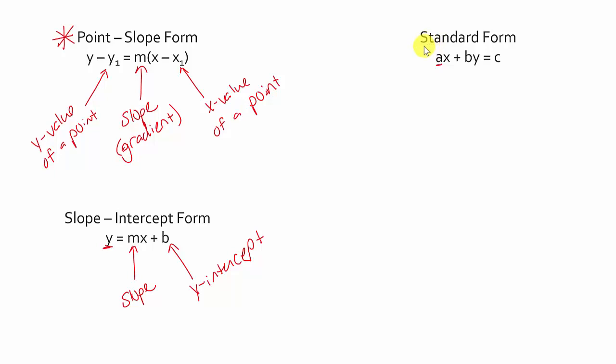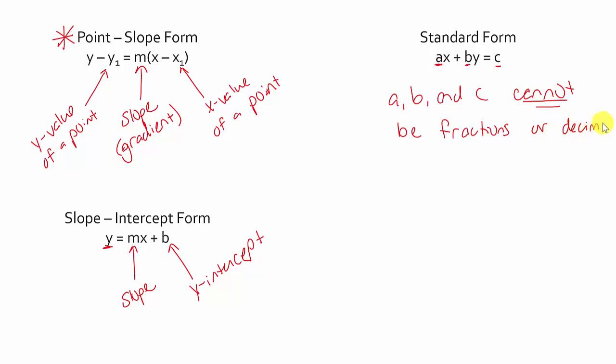Another form that you've probably seen in previous math classes is standard form. And in standard form, we have ax plus by equals c, where a, b, and c must be integers. So a, b, and c must be integers, which means they cannot be fractions or decimals. Okay, so we have to have integers. And we need a, so this is important, a must be positive. So the coefficient of x, which is a, must be positive.